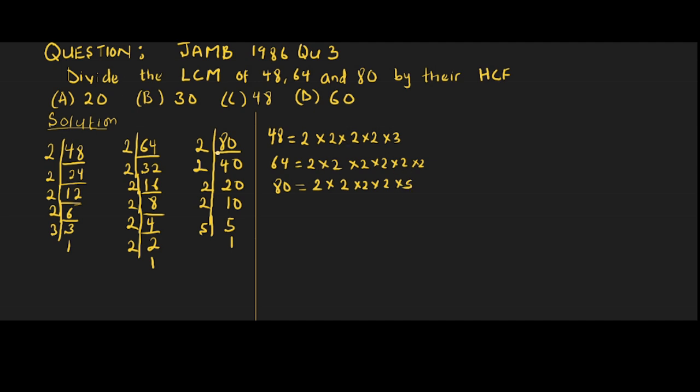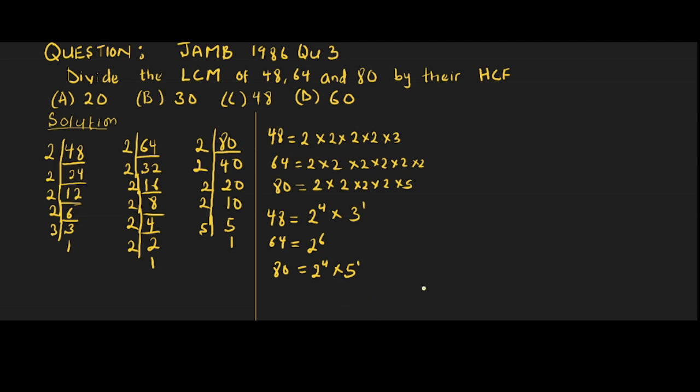What we are just doing here is expressing each of these numbers as a product of prime factors. This 48 is the same thing as 2 raised to power 4 times 3. 64 is the same thing as 2 raised to power 6. Then 80 is the same thing as 2 raised to power 4 times 5 raised to power 1.